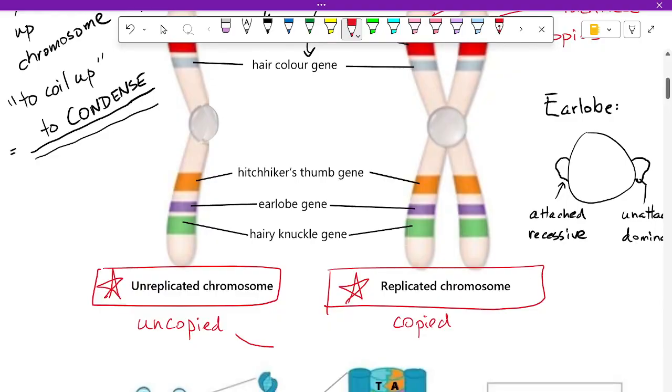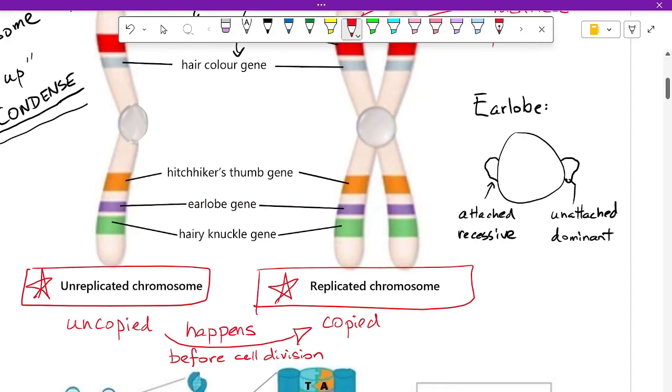This replication happens before cell division. So it goes from uncopied to copied. It happens before cell division.